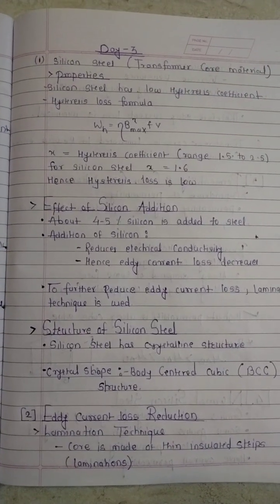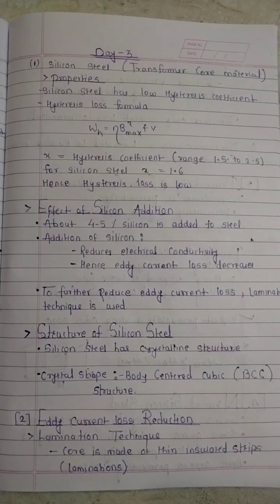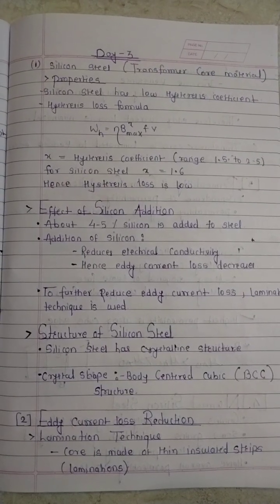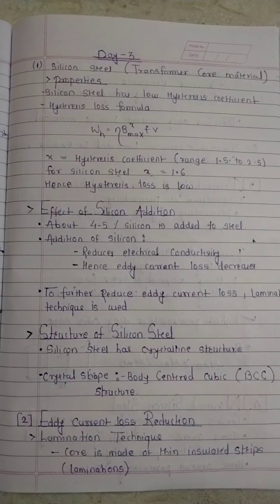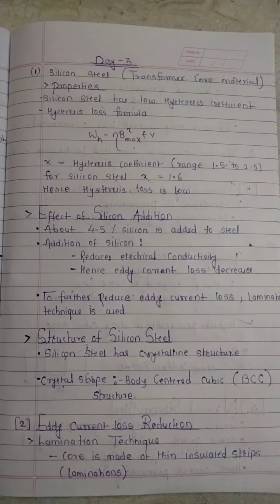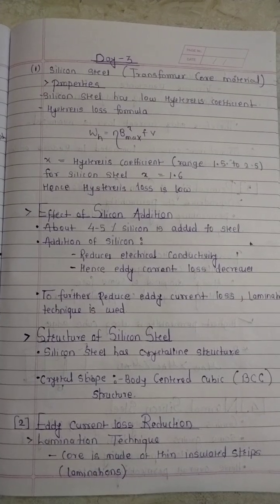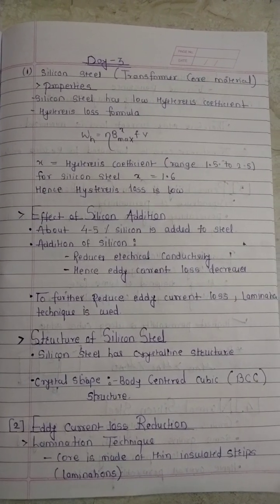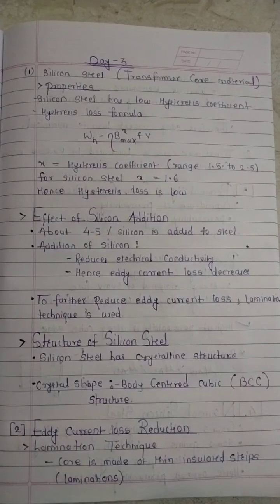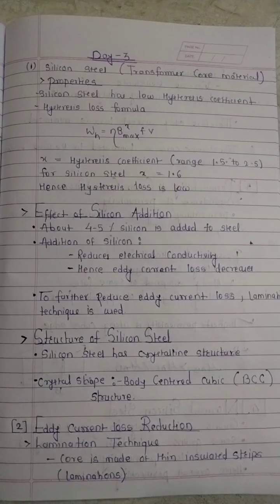Silicon steel is used for making the transformer core, and its property is that silicon steel has a low hysteresis coefficient. Hysteresis loss formula is, as we can see, where x is the hysteresis coefficient, and the range is 1.5 to 2.5. For silicon steel, x is equal to 1.6, hence hysteresis loss is low.